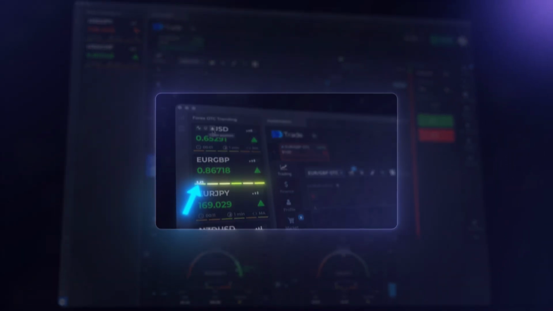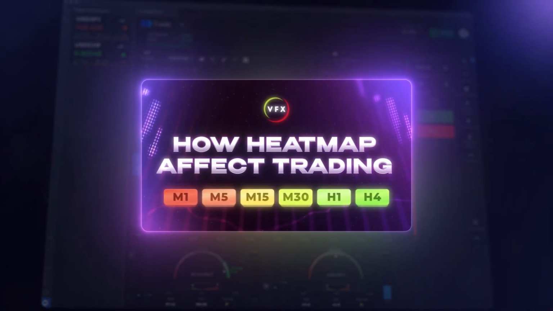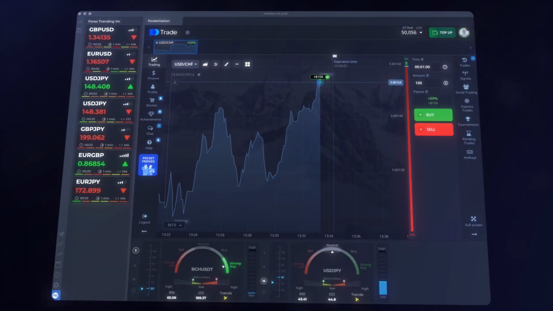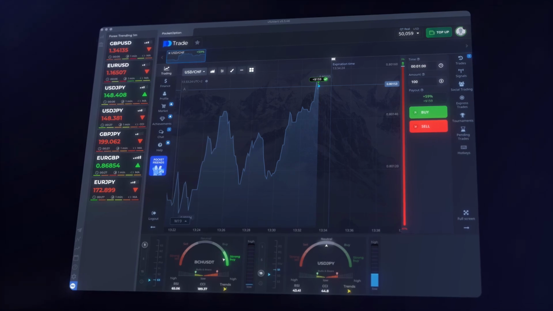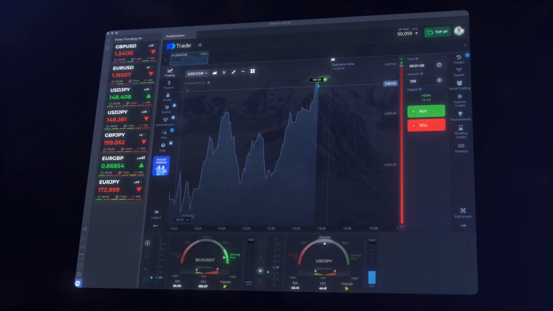We've already explained heat maps in more detail. Check that video on our channel. We've created perfect signals for your trading. But every trader must remember, signals should always be confirmed with your personal trading strategy.